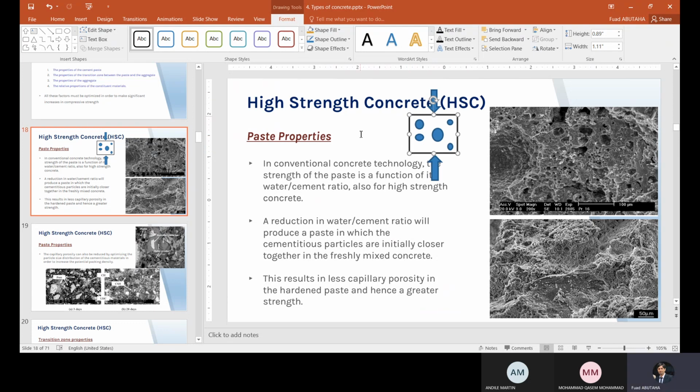Or the concrete will fail because of the cement paste itself. The cement paste is weak, so the crack will go through the cement paste. The crack will find its way through the weakest part in the concrete, which can be either the cement paste, the aggregate itself, or the bond between the aggregate and the cement paste. So we have three parts inside the concrete that can affect the strength of concrete.